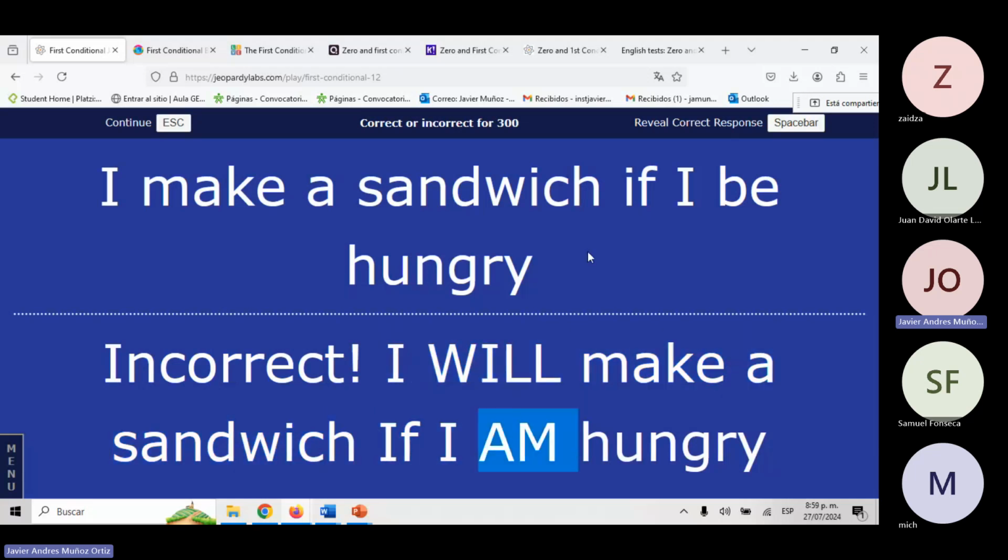This is what's missing because with simple present tense, the verb to be must be conjugated: am, is, or are. But because it's I who is doing the action, the conjugation must be am. So, I make a sandwich if I am hungry, or vice versa: if I am hungry, I will make a sandwich. So this is the other option.